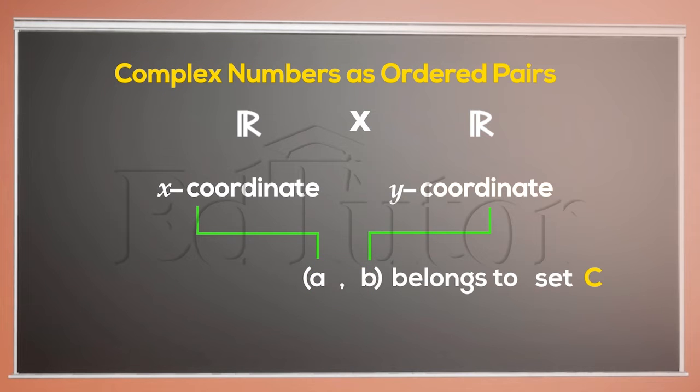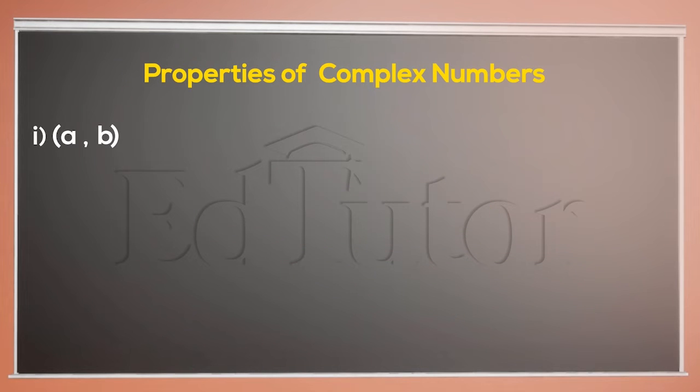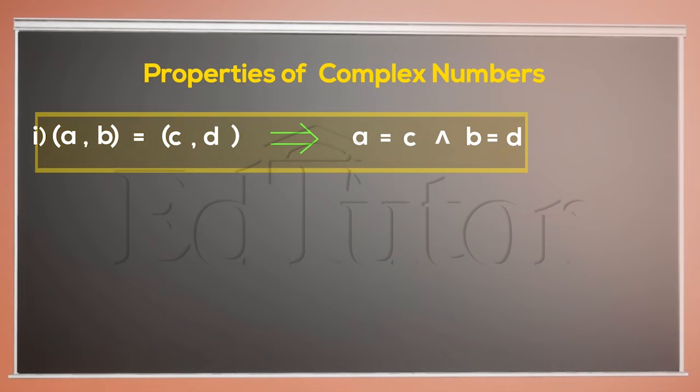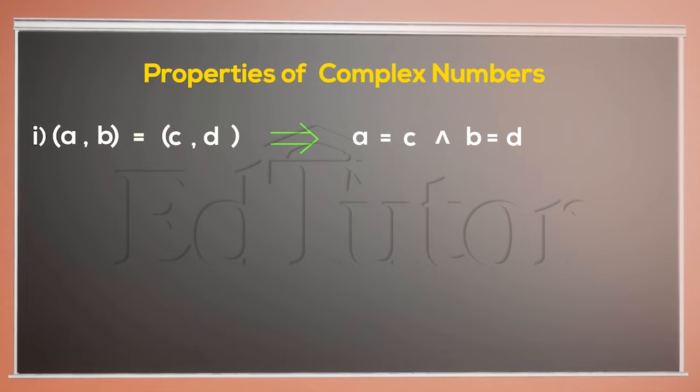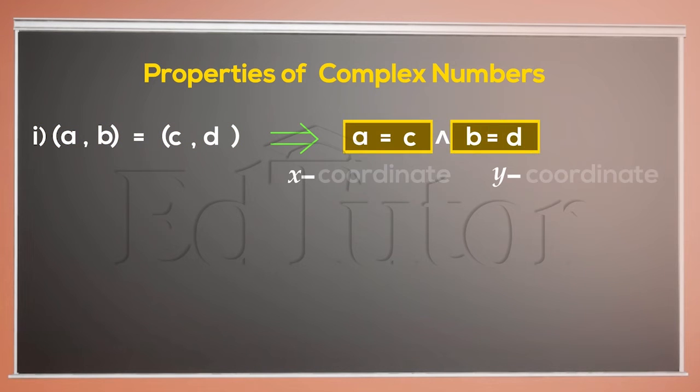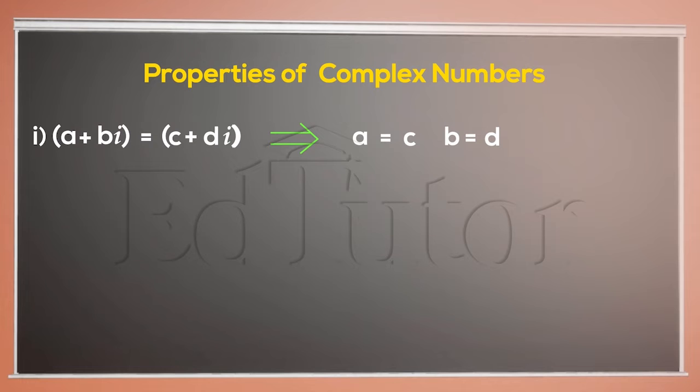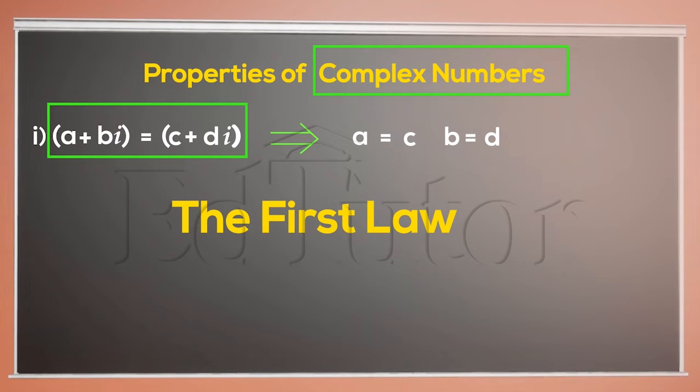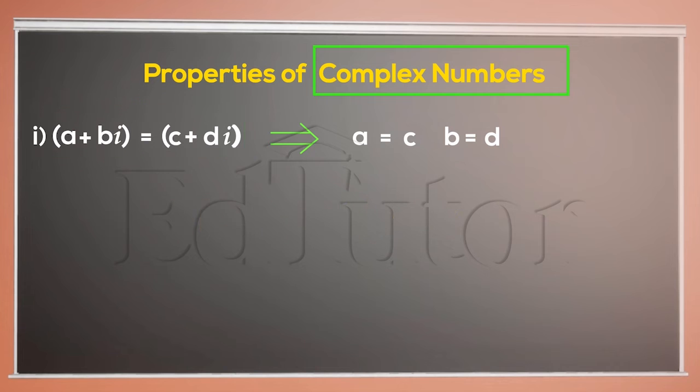But first, some basic laws applicable to this set. So, let's start with the first one. If two ordered pairs are equal, then their x and y coordinates equal each other. Does this remind you of something? Yes, the first law for complex numbers. In fact, you will notice similarities to previous laws as we continue. See how many you can point out.